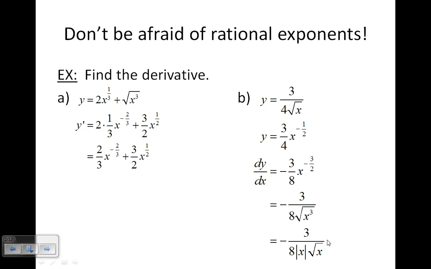This last step here, just getting kind of fancy, if you want to pull the x squared out of the root, it would come out as the absolute value of x. Kind of a detail.